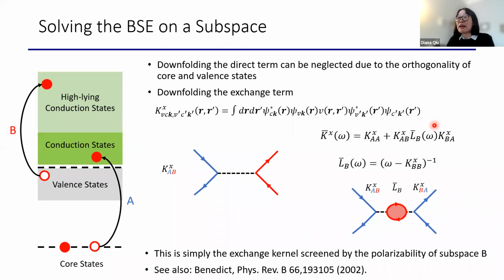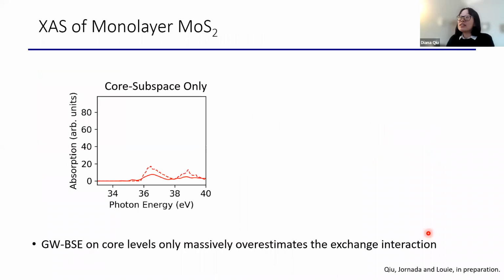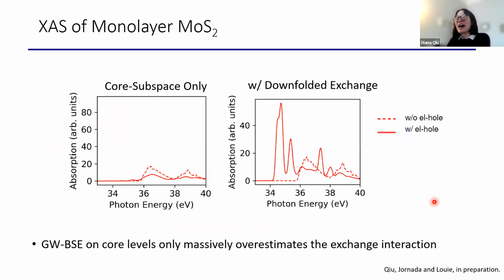And if we look at this diagrammatically, it's actually very clear what this is. It's just the exchange diagram on the A subspace screened by the electron hole propagators on the B subspace. So we can actually account for the coupling to this larger Hilbert space by screening the exchange term with states that we don't include in our subspace. So if we do that, and we recalculate the absorption spectrum of MoS2, we get something that looks more physical.